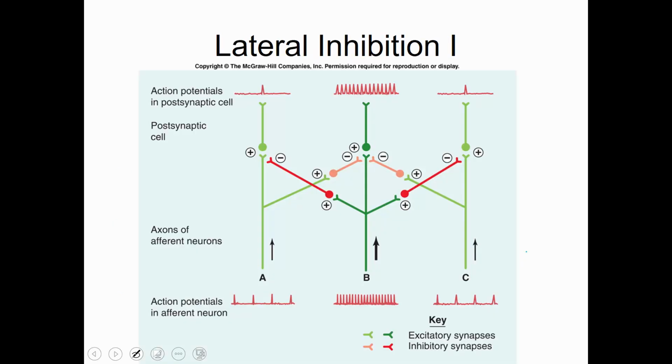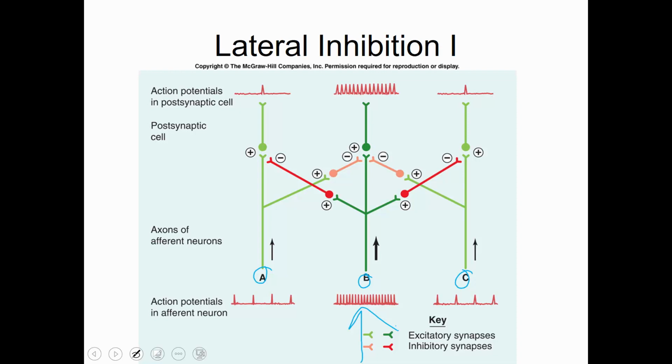All right. Another thing that happens in the central nervous system to process information is called lateral inhibition. This does not happen in the periphery. This does not happen at a receptor level. You have to get into the central nervous system where there are synapses to see the effects of lateral inhibition. So there's a stimulus out here. So we've got three neurons and three receptors. So A, B, and C. And the stimulus is coming in to B.